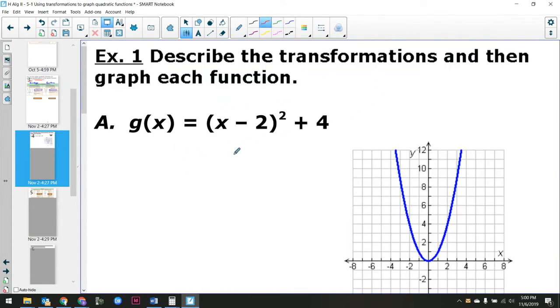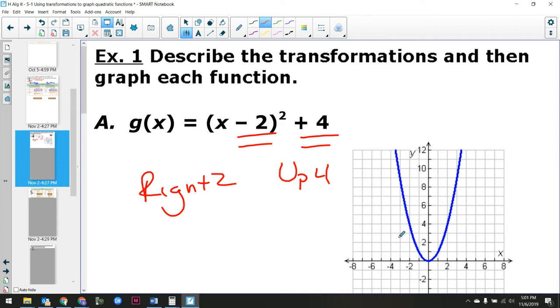Describe the transformations and then graph each function. So this is going to tell us something and this is going to tell us something. Remember, anything horizontal, it's the opposite of what you think it's going to do, and it's going to be inside some parentheses. So take a look. This is inside the parentheses. It's got to be left or right. Okay, I see a minus 2. I'm thinking left, but no, no, no. It's opposite. Right 2. Here, straight up. Up 4. Right 2, up 4.